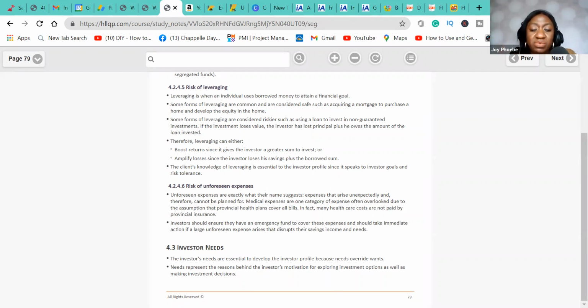Now, investor needs. Well, the investor needs are essential to develop investor profile because needs override wants, right? Needs represent the reason behind the investor's motivation for exploring investment options as well as making investment decisions.